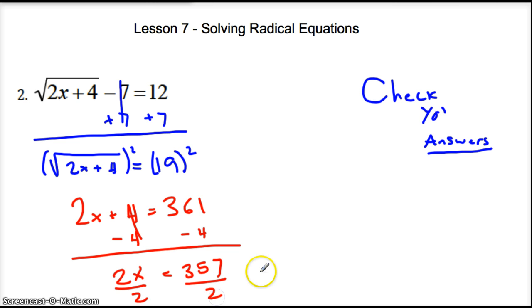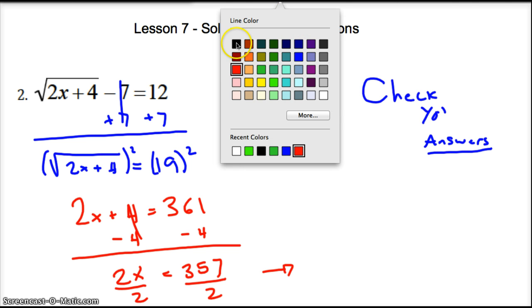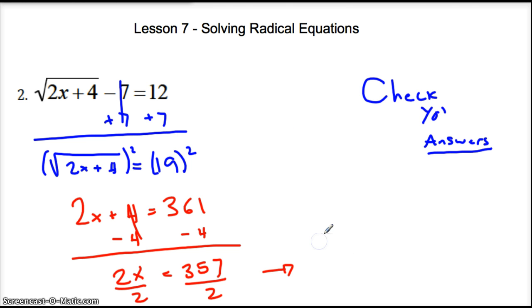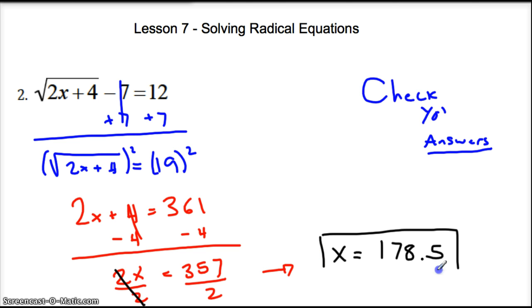Am I going to get a fraction? Yeah, you will. And you know what? That's okay. Fractions exist, okay? Like, for example, I'm 6.5 feet tall. They exist. So anyway, when I cancel it out, I get x equals, divide this by 2. Let's see, that's 178.5. Check my math on that one. I double dare you, and guess what? I did that in my head. Alright, that's how you do the first one.